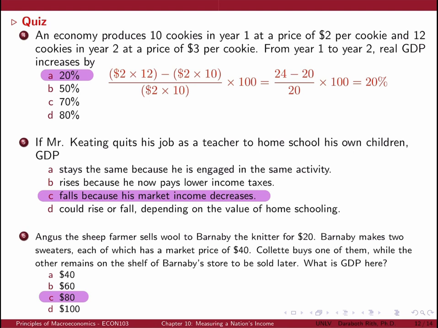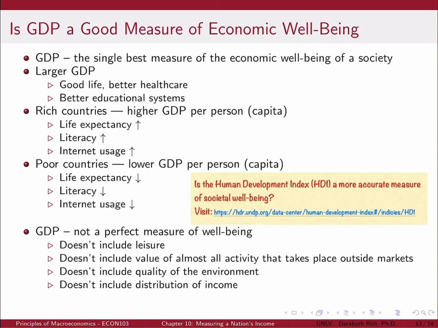Here, we need to consider the market price of the sweaters, and that is $40 times 2 equals $80. This is the total number of sweaters Barnaby can produce. We do not consider the $20 that Barnaby paid for the wool, as it is used to make the sweaters. So the answer is C, $80.